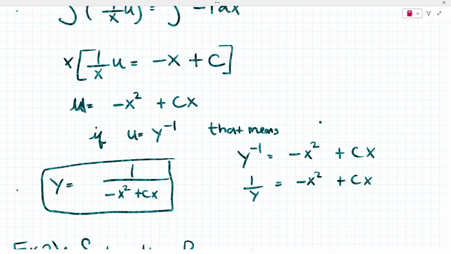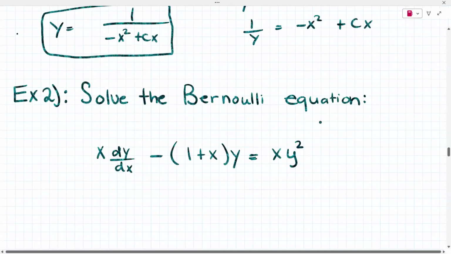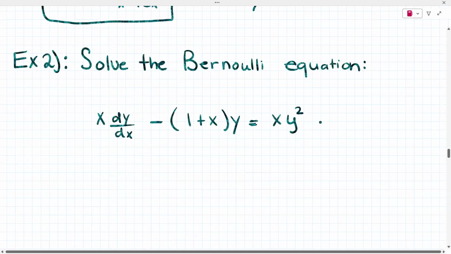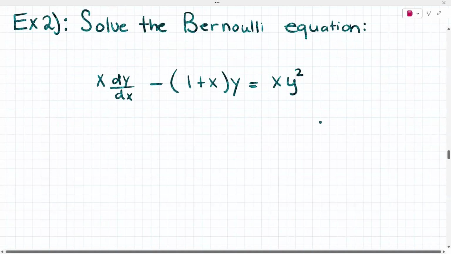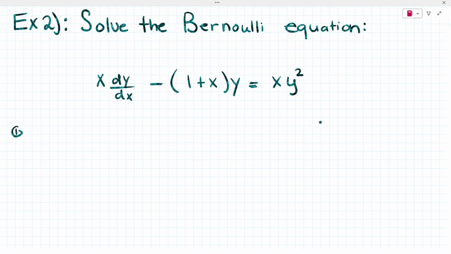Okay, so that was example 1. We have 2 more examples to go. Okay, let's move on to example 2. So example 2 says solve the Bernoulli equation, x times dy dx minus parentheses 1 plus x times y equals x times y squared. So step 1 is we got to make sure we are in the correct form. So put it in the correct form.